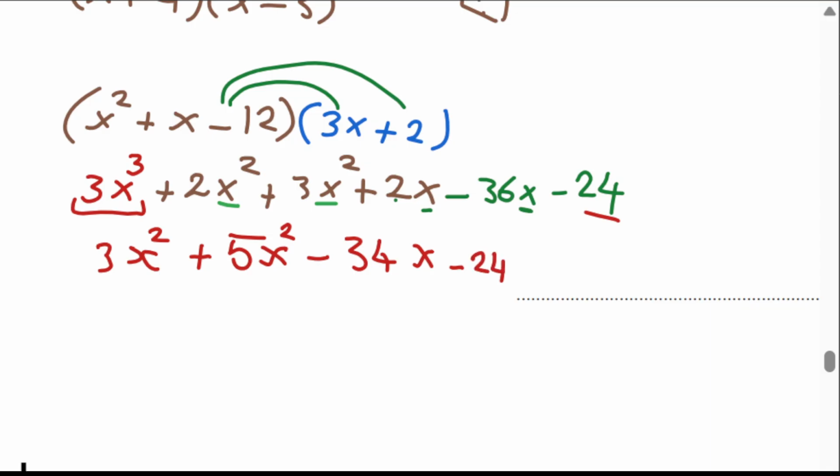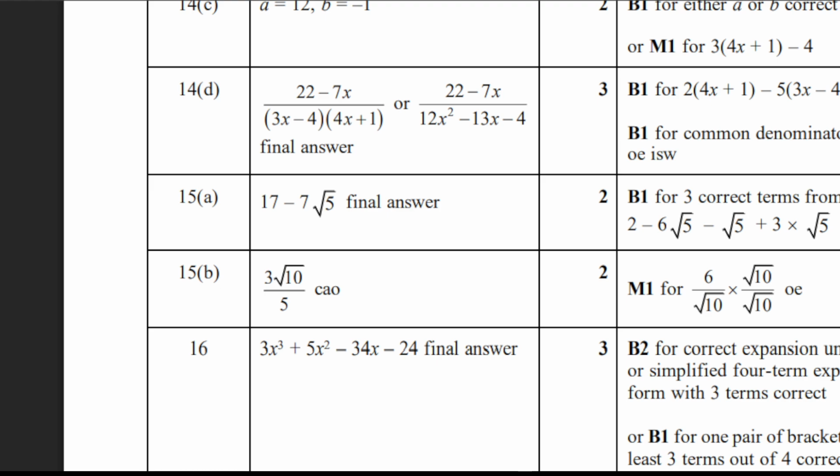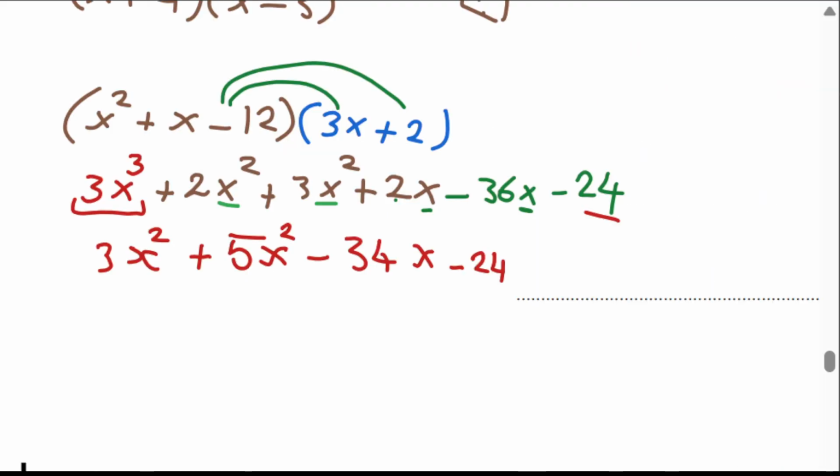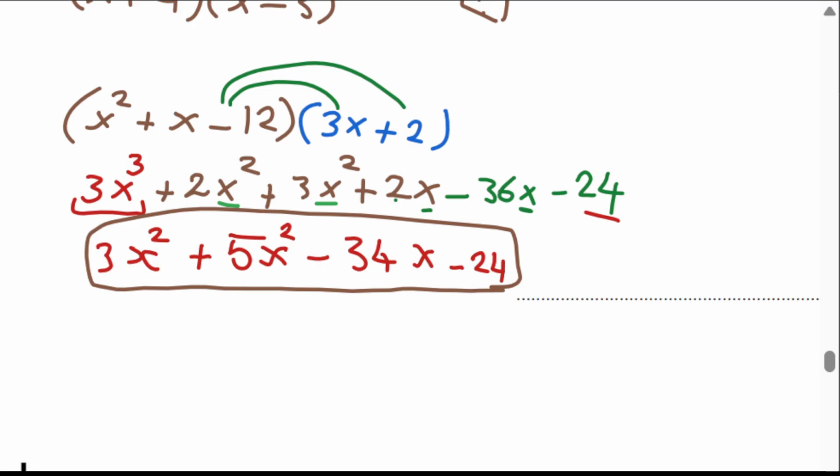Now look at this. Can you combine anything? Are there any things that look alike? No, everything is different. So that's your final nice answer, and that's your 3 marks. How was it? Was it easy?